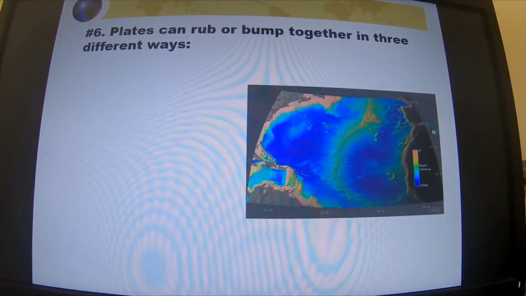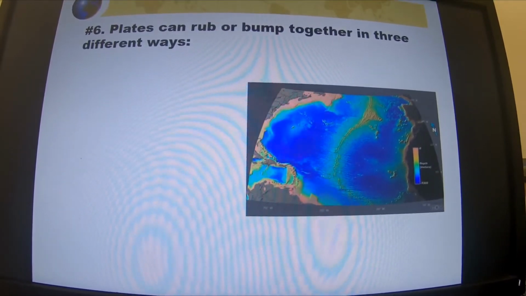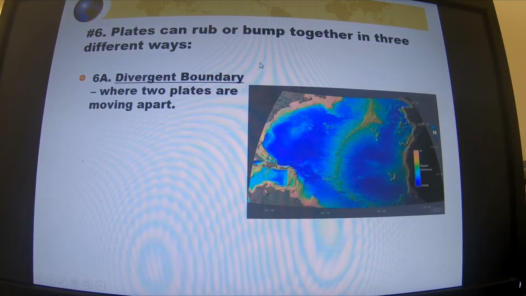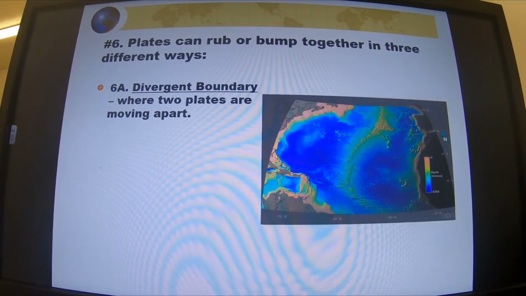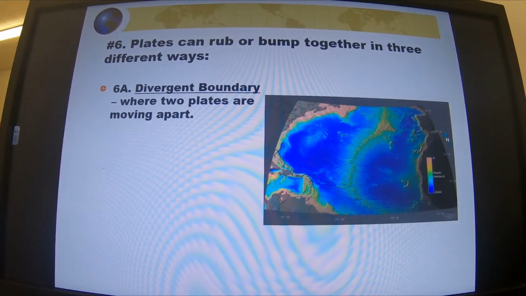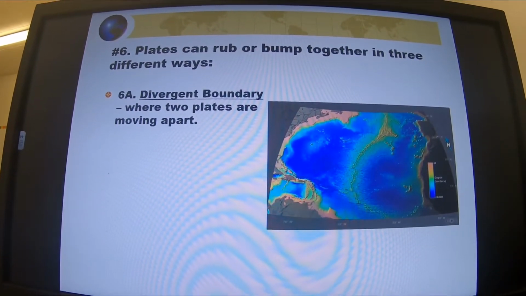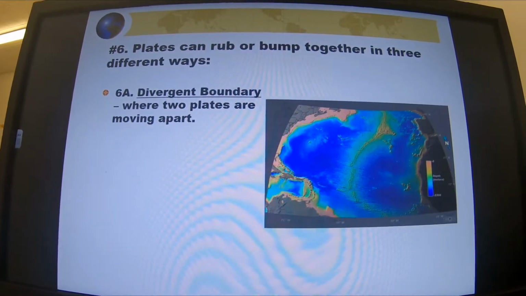Now, plates can rub or bump together in 3 different ways. So when we think about plates colliding together, there's actually 3 things that can happen here. One is called a divergent boundary. Now, divergent simply means they're going apart. So in these cases, when the plates are pulling apart from each other, a number of things happen. First of all, it opens up space for other things to appear, like volcanoes.